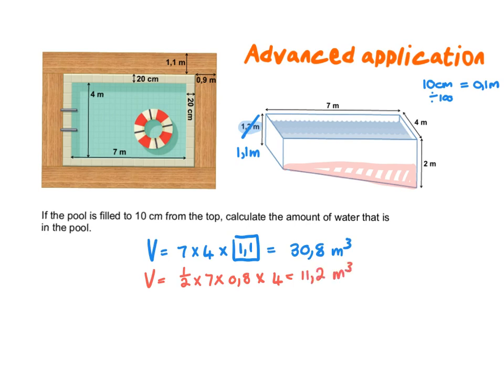And now instead of having a volume of 44.8 like you had for the previous question, this one is only 42 meters cubed, or 42 kiloliters, because you haven't filled it all the way to the top, but you filled it 10 centimeters from the top.